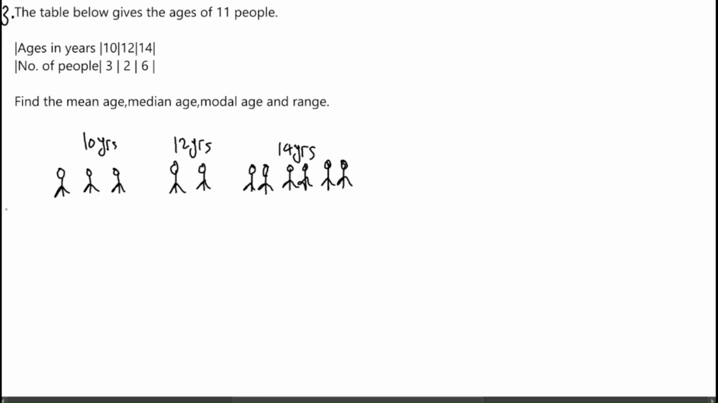So, which means this guy here, his age is 10. He's 10 years old. This guy is 12. 12 years. 14 years old. And 14 years old. Now, let's start by solving the mean.